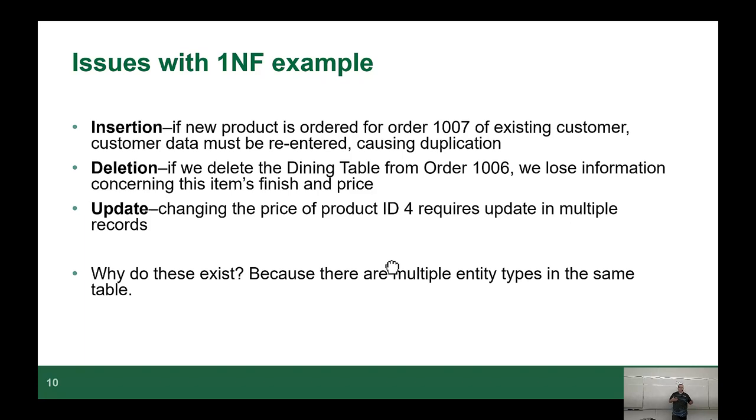It's because we have multiple entity types in the same table structure, in the same relation. So remember the week 1 lecture when I was talking about entity types? An entity type is a thing you want to model. When you try to put two entity types in the same database structure, we start having anomalies because we need to maintain both of them, but we have to do it side by side, which is not great.